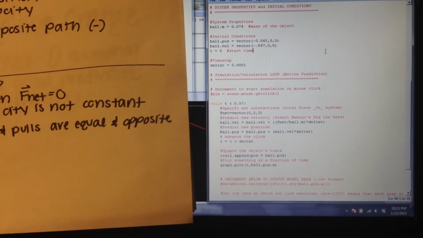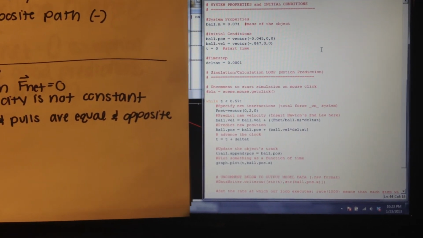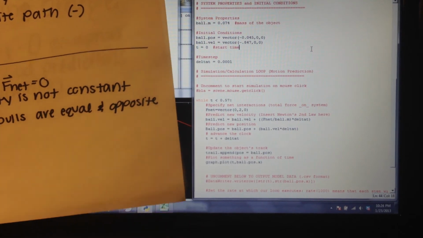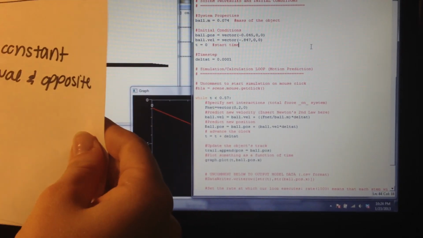When the Fnet is equal to 0, we do not know the exact pushes and pulls on the object. However, you do know that they are equal and opposite. That is what we can observe from this lab.